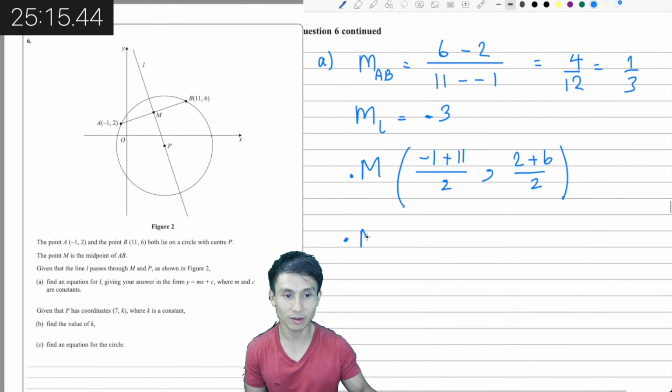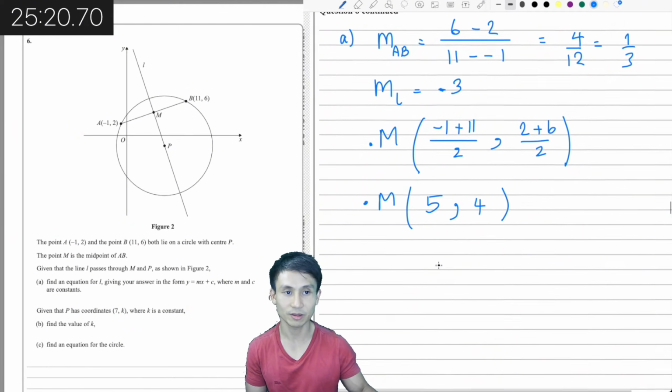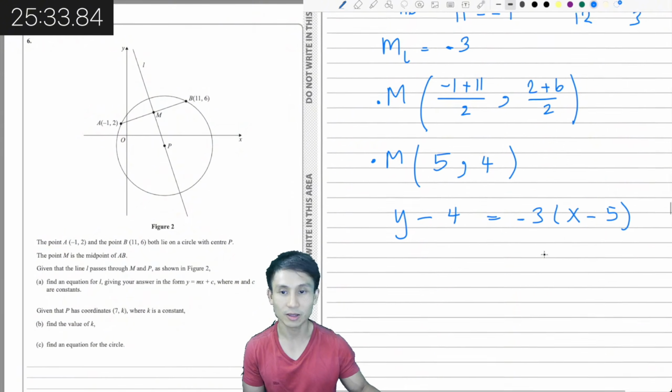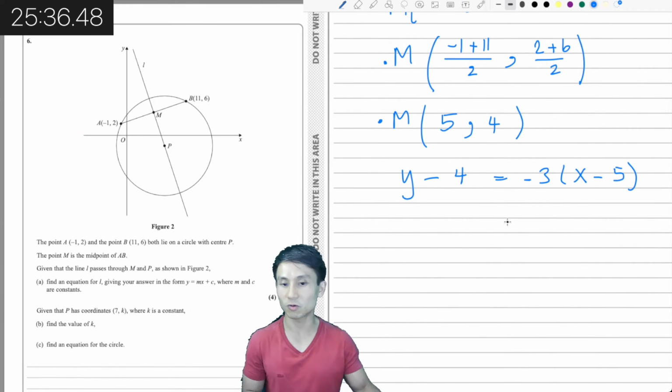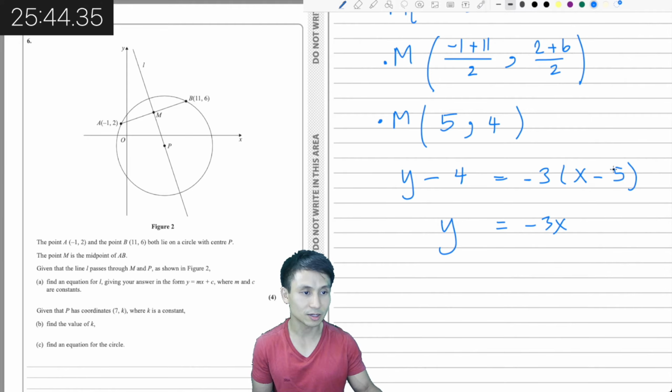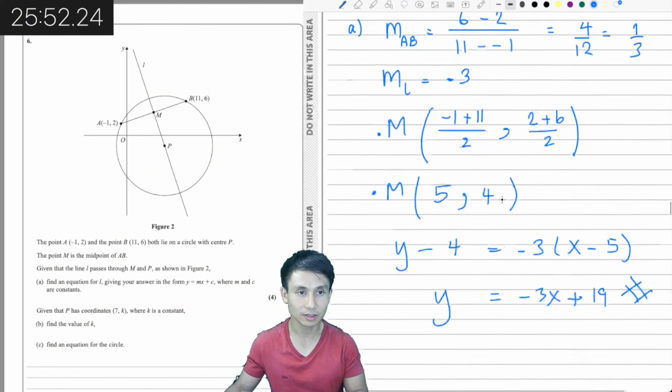So this is point M. This is 10 divided by 2, which is 5. This is 8 divided by 2, which is 4. And then we make a linear equation. So y minus y1, where we take the y from point M, equals m, the minus 3 we just found, x minus x1, which is the 5 here. And we simplify that, we get the equation in slope-intercept form, y equals mx plus c. So y equals minus 3x plus 15 plus another 4, we get plus 19. That's it. Okay, that's question A.